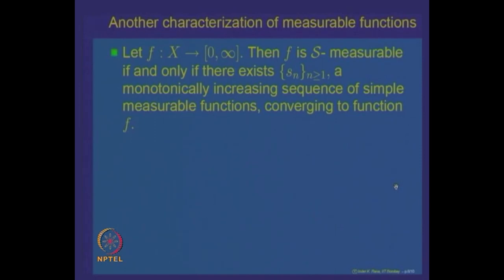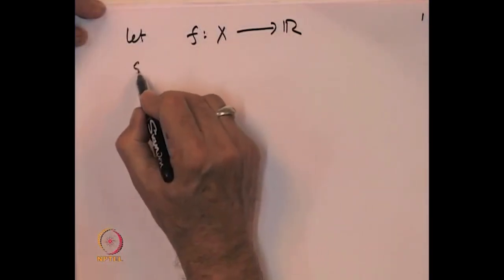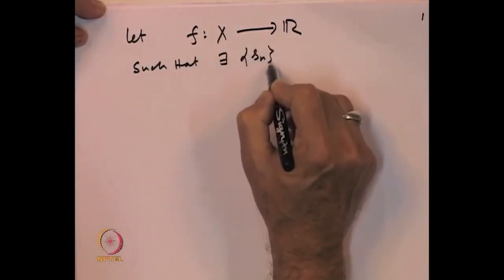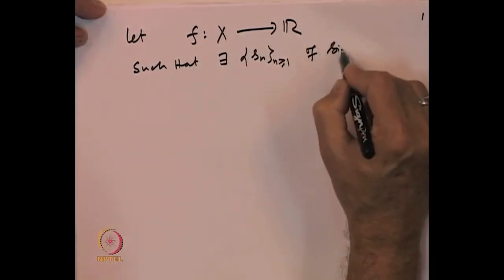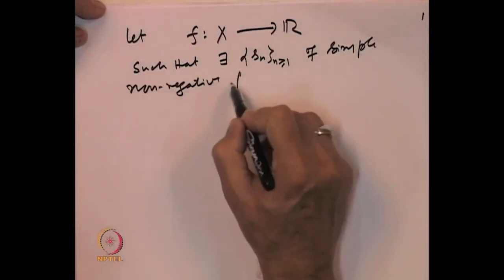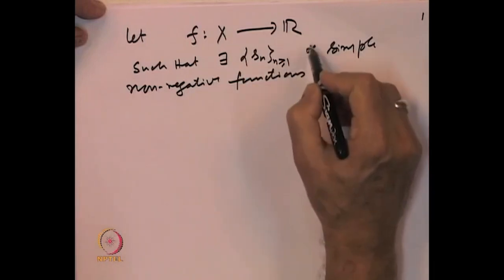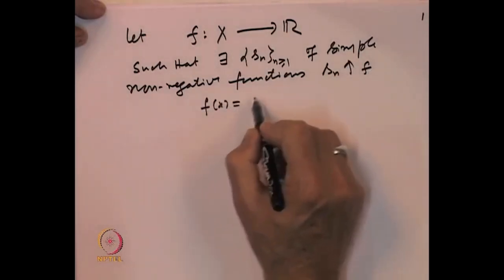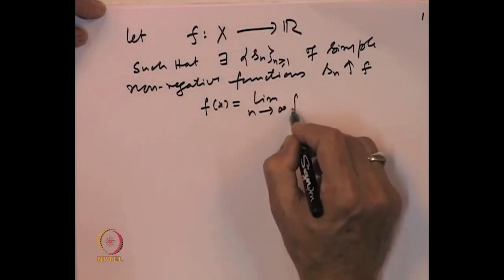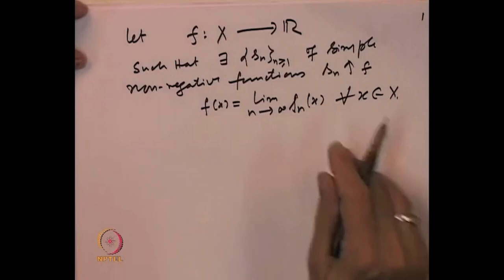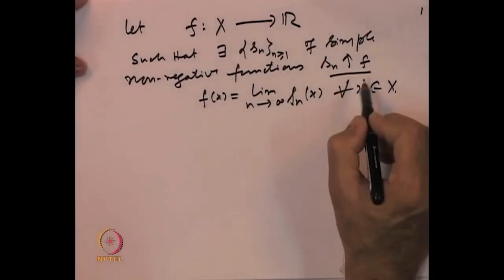So, let us start with, let f be a function from X to R and we are given a sequence such that there exists a sequence s n of simple non-negative functions, s n increasing to f. That means f of x is the limit as n goes to infinity of s n of x for every x belonging to X, and these s n's are monotonically increasing. So, this is written as this.